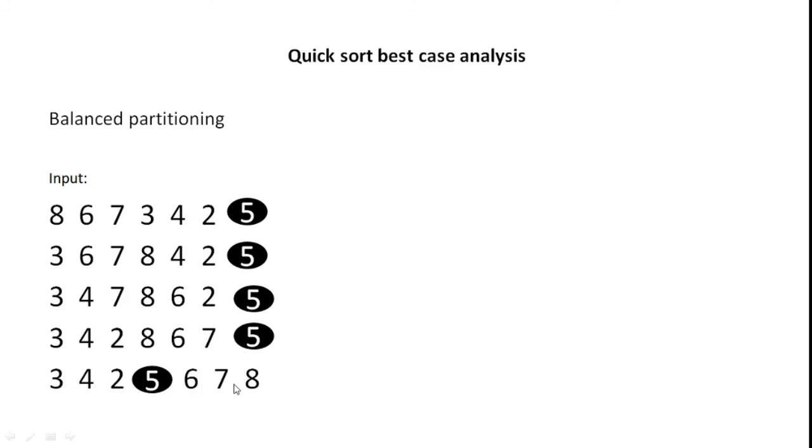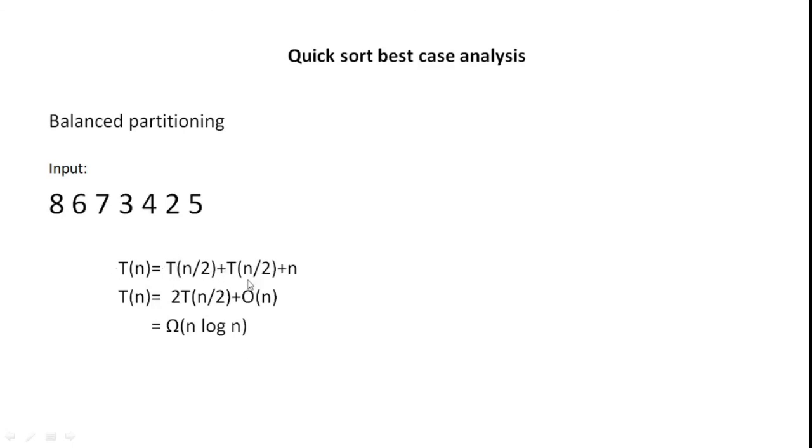Those two parts are again going to be separated and solved separately, and again they will be partitioned, and again this part will also be partitioned. So this is the balanced partitioning, because we are having the same number of elements in both parts. And the time complexity: if the total number of elements is considered to be n, then this part is going to take n by 2 and this part is also going to take n by 2.